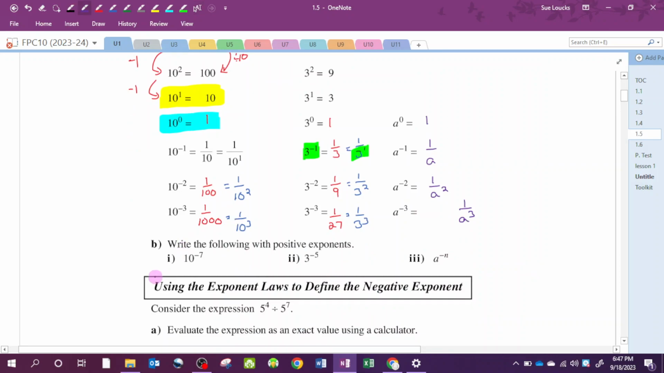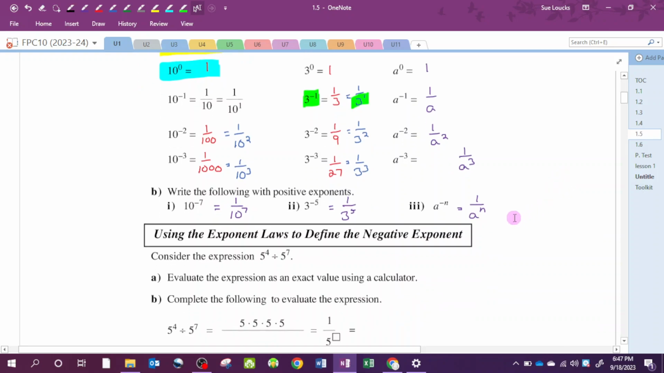Let's write these with positive exponents. So 10 to the -7 is equivalent to 1 over 10 to the 7. 3 to the -5 equals 1 over 3 to the 5. A to the -n equals 1 over a to the n. So I just changed the sign and moved it to the denominator.